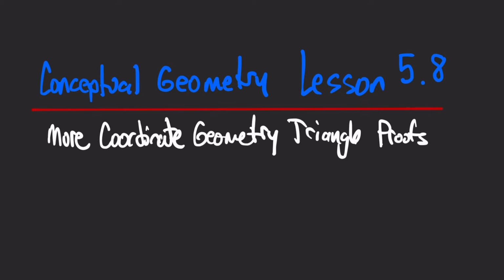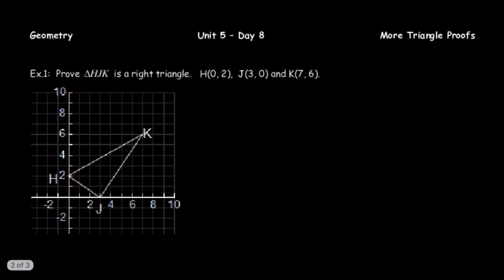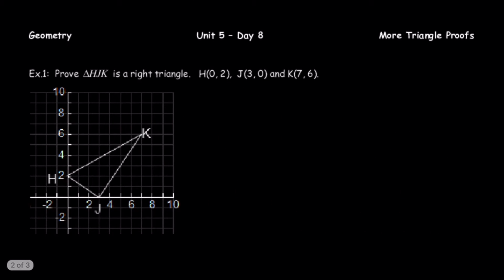We're going to do some more coordinate geometry triangle proofs. Example 1, prove triangle HJK is a right triangle. So remember, to do that, we need to show that a squared plus b squared equals c squared, where a and b are the two legs. So what we'll do first is find the distance of all three sides.